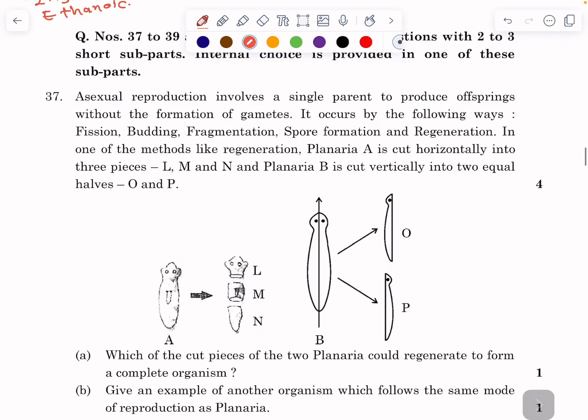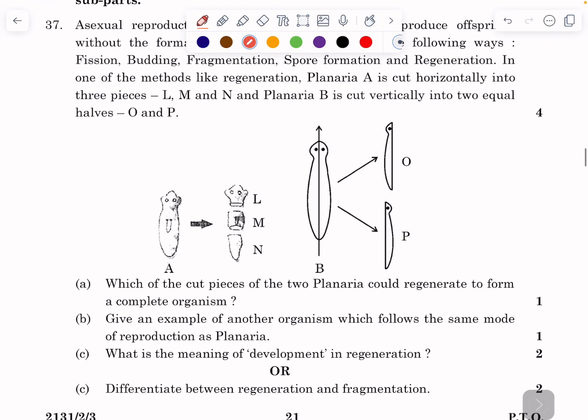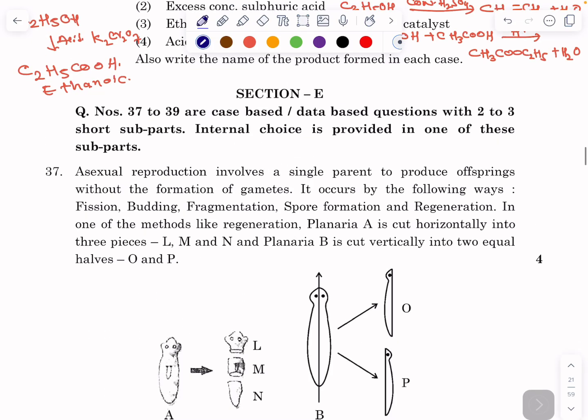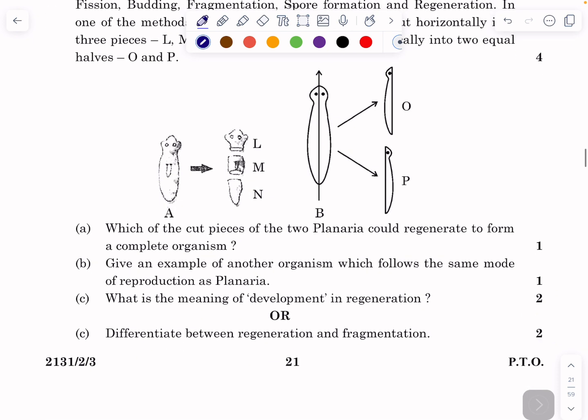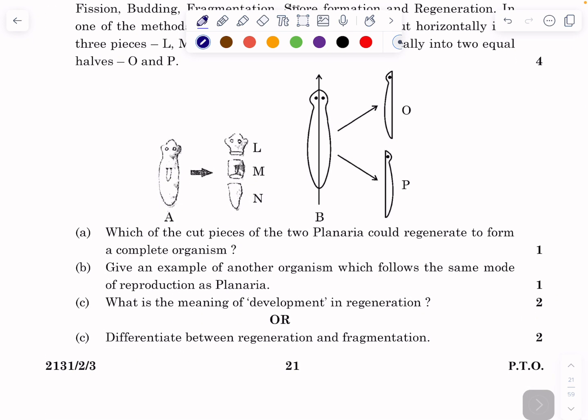planaria B is cut vertically into 2 equal halves O and P. Which of the cut pieces of two planaria could regenerate to form a complete organism? So the answer is all cut pieces of the two planaria will form a complete organism. In both cases you will get new planarias. It may be horizontal or it may be vertical, there is no problem. In both cases you will get new planarias.